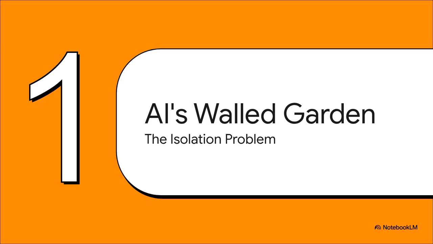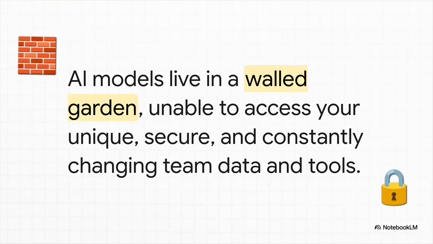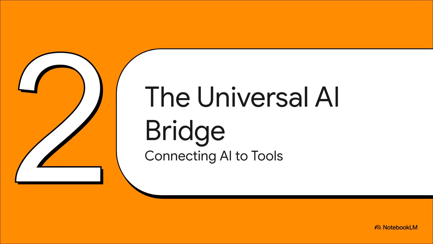Okay, so first things first, let's really put a name to this challenge. You could think of it as the AI walled garden problem. It's this fundamental isolation that really limits how useful it can be. I mean, really think about it. The AI model itself is sitting on some server somewhere, completely cut off. Your company's task manager, your CRM, your internal database, all that stuff lives behind your own security walls. The AI has absolutely no way to see or touch any of it. Not natively, anyway. So the big question is, how do we build a bridge over that wall?